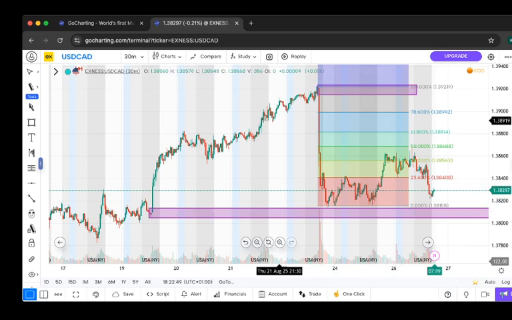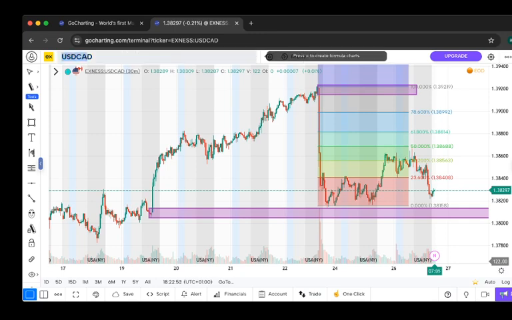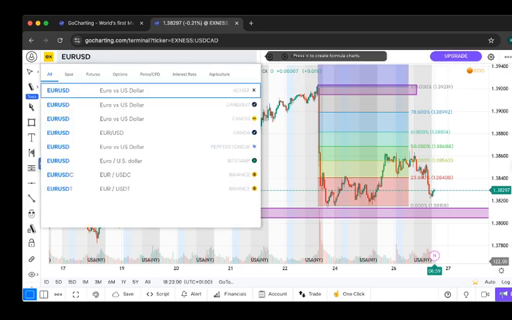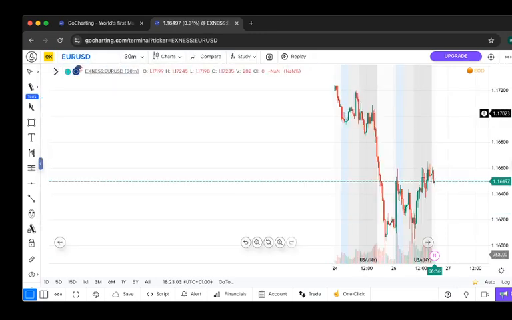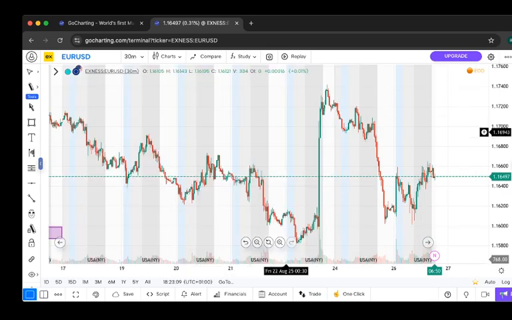So let's look at this same supply and demand strategy using another pair. Let's take a look at a pair like Euro USD. The supply and demand strategy is one of the easiest trading strategies, but it deals with a whole lot of patience. Okay, so this is Euro USD.